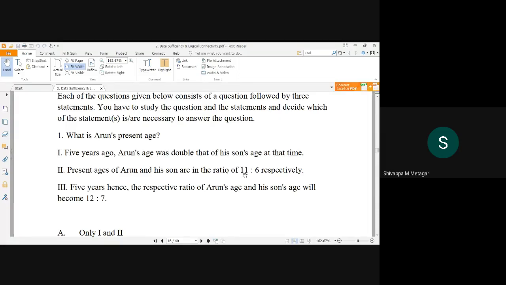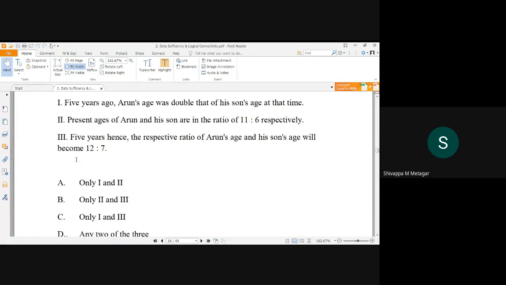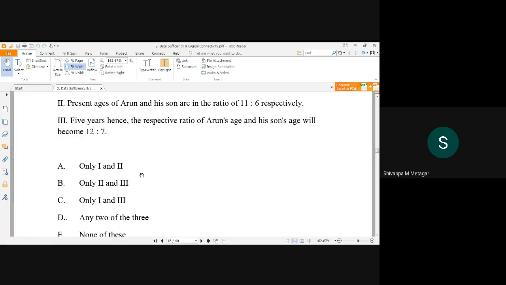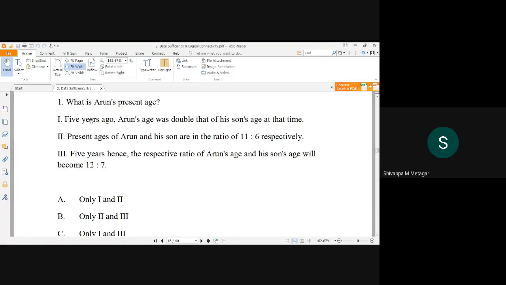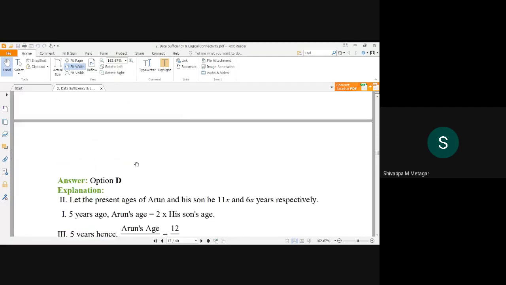Now the present ages they have given in the ratio 11x:6, and here in this they have given both combined together. Hence, the respective ratio of Arun's age and his son's age will become 12:7. So now you can calculate. Even the first one is necessary. You may answer based on the first and second, or the third also; you may answer with any two. It means based on first and third, second and third, or first and second. Just calculate. Now you can see the solution for this one.